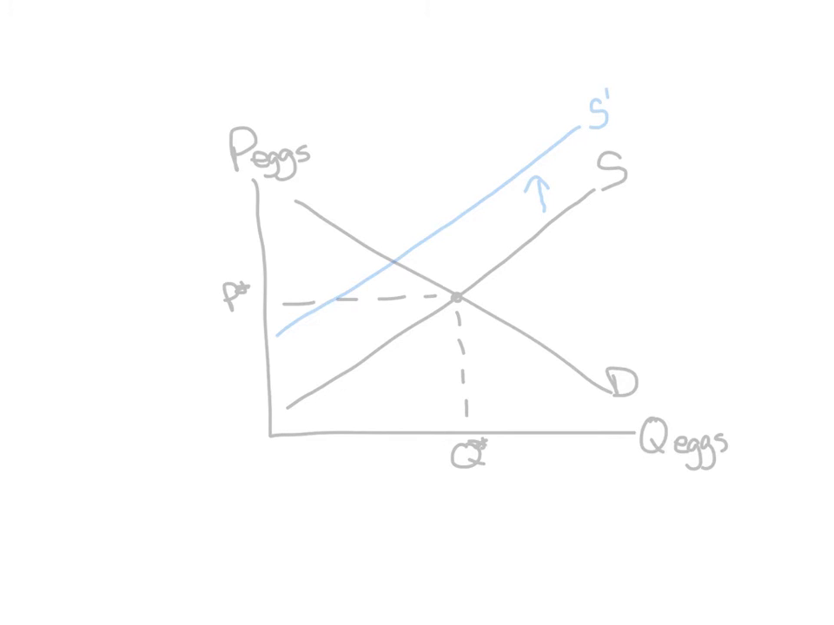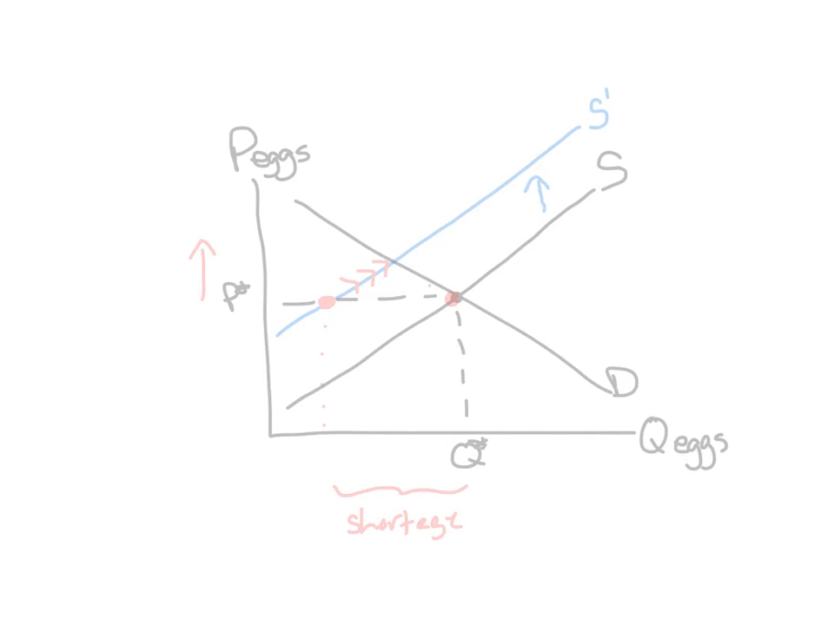We'll call it S1. And now at the prevailing market price, P star, we're going to be out of equilibrium, right? At P star, the quantity supplied is now going to be down here, while the quantity demanded has remained where it was. So we're going to have a shortage of eggs, which will tend to drive up the price of eggs. As the price increases, we will see some of our producers actually increase their production of eggs, and therefore there'll be a movement to the right along the new supply curve.